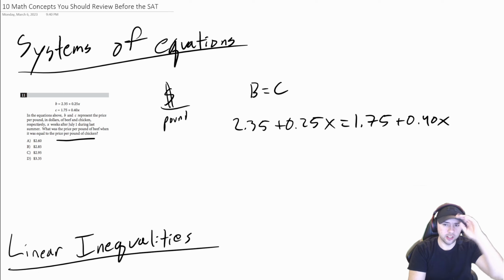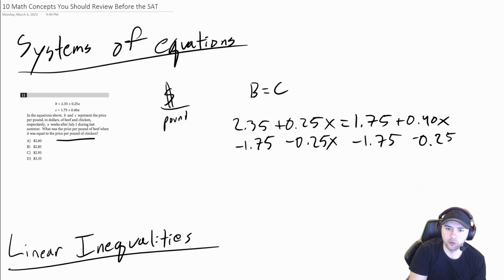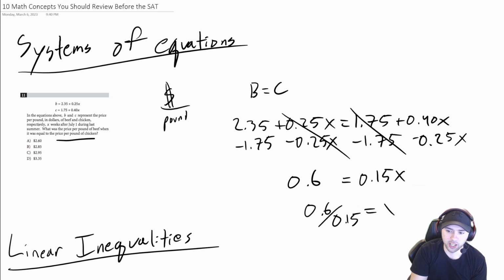So we can solve this pretty easily by subtracting the 0.25x from both sides and also subtracting the 1.75 from both sides. And what we'll get is basically this will cancel out and this will cancel out, and we'll have effectively moved the x terms to the right-hand side. So we'll get 0.4 minus 0.25, which would be 0.15x. And on the left-hand side, we would have 2.35 minus 1.75, which would be 0.6. So we'll get 0.6 equals 0.15x, and dividing by 0.15 on both sides will give us what x is equal to.